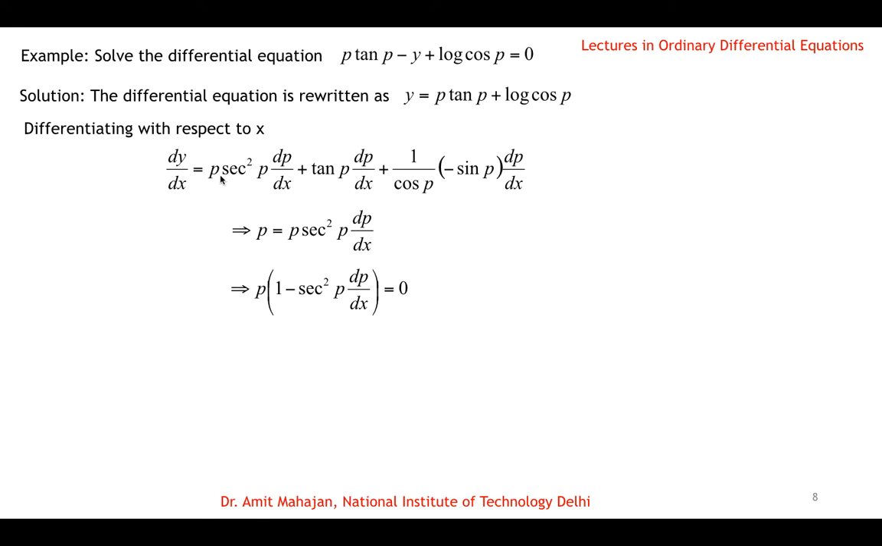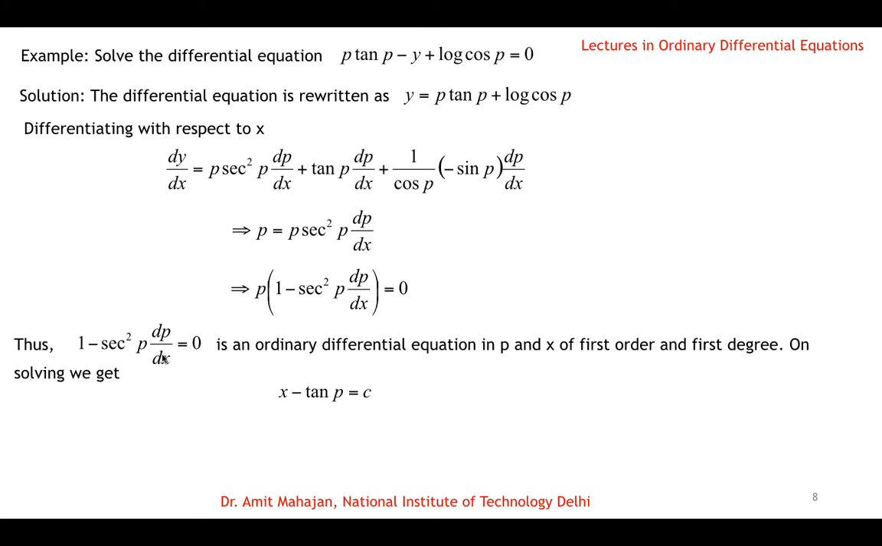So we have p is equal to p sec^2 p dp by dx. Combining these two, p outside, 1 minus sec^2 p dp by dx equal to 0. So it's a polynomial in p, and this is a differential equation in p. So we'll take this differential equation 1 minus sec^2 p dp by dx equal to 0, and we'll solve this to find a solution.